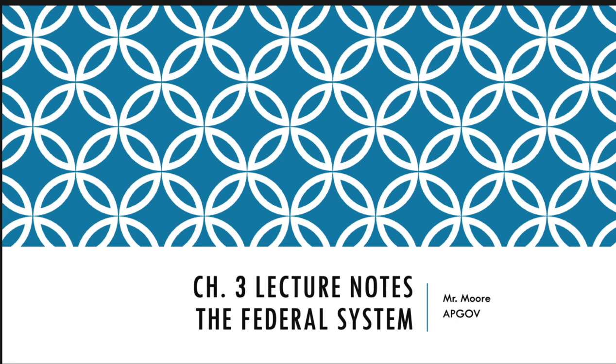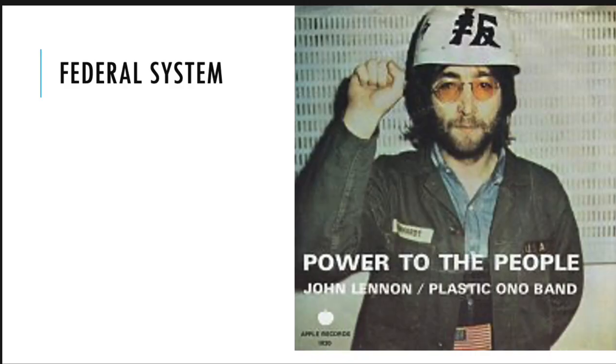Okay, guys, so we started chapter 3 on federalism, or the federal system. It's the same thing, about how power is divided between state and local governments. And last week we identified some of the other ways in which power is divided throughout history, including American history. And we started with what we got today, power to the people, federal system.